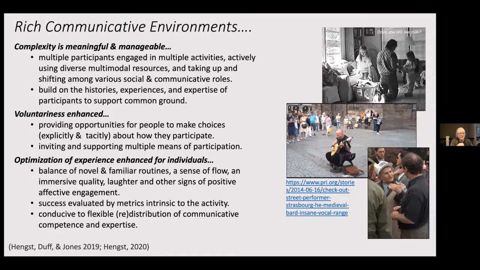Environments that support voluntariness are likely to provide opportunities for people to make choices about how and when they participate and to invite and support multiple means and ways of participating. And environments that optimize participants' experiences are likely to be marked by a balance of novel and familiar routines, a sense of flow, an immersive quality, and positive affective engagement. They are usually evaluated as successful or not in terms of the intrinsic metrics of the activity. What are they doing? What are they getting done? And they're conducive to fluid redistribution of communicative competence and expertise. The images here, from my research on Cindy Magic, from a striking musical performance in the street, and from everyday conversations, suggest environments that might have some of these characteristics.